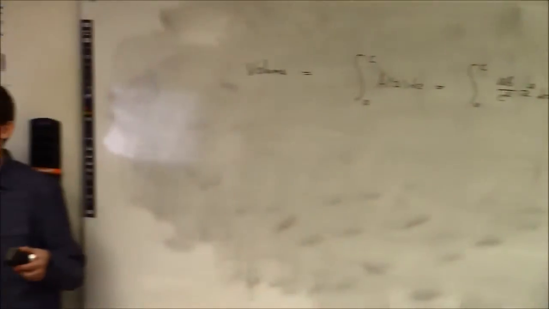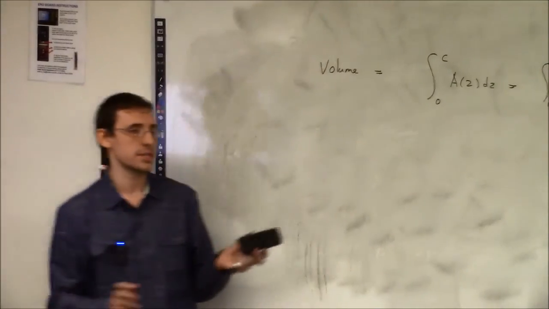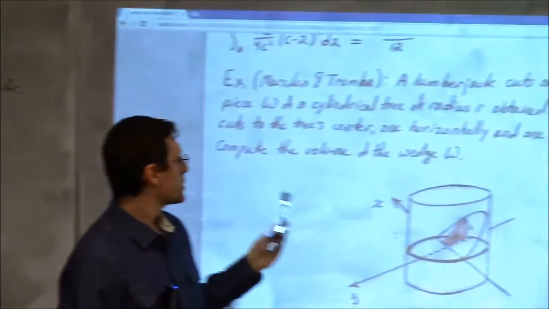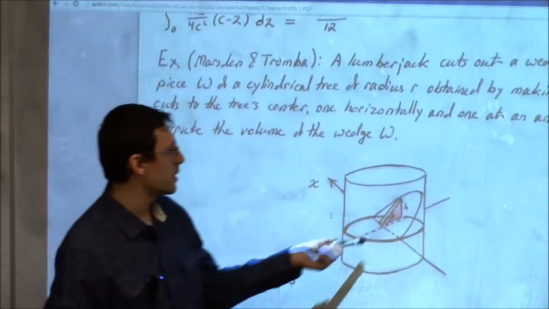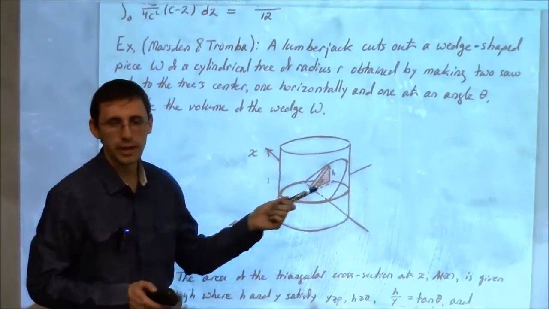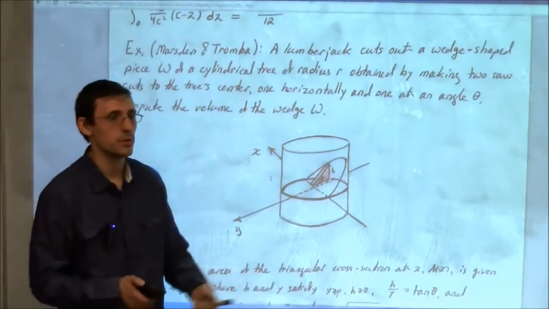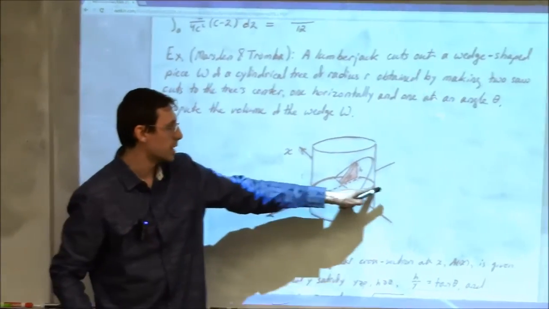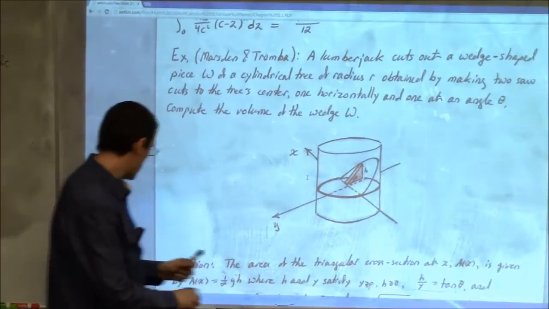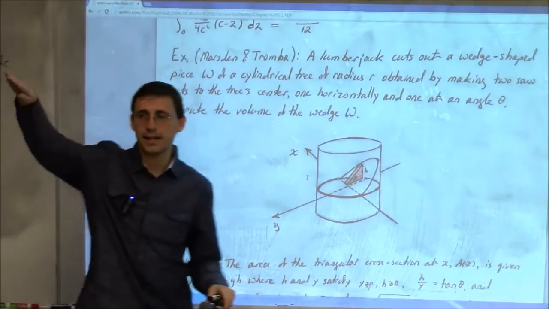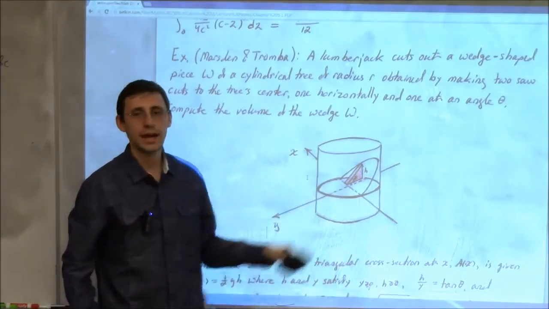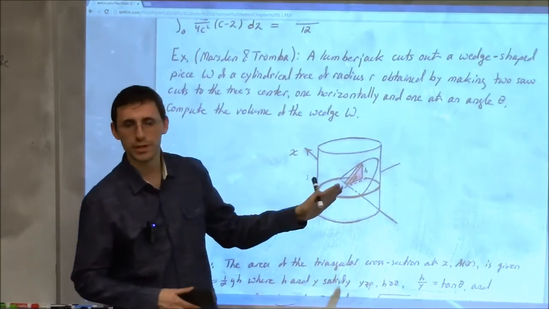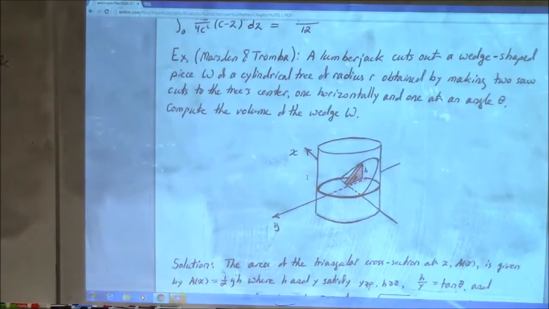All right, so this I like. That's actually from your book, Marsden and Tromba. So what you have is a lumberjack cutting a tree by removing a wedge from it, right? The way you produce this wedge is that you take your axe and swing it horizontally, and that produces one cut here. And then the lumberjack swings the axe at an angle theta with respect to the xy plane. So that's the theta here, and he cuts this wedge out. And that's how you drop a tree.